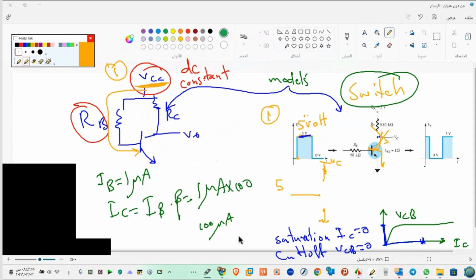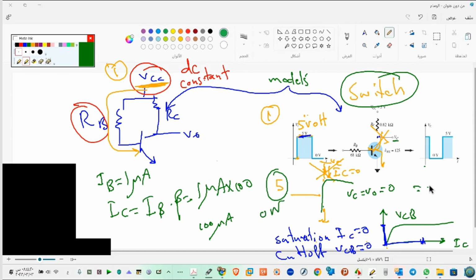If I have 5 volt, that means saturation. Saturation means IC is 0. IC here is 0, which means this part doesn't work. So what if I connect this VCC to the ground? If I have on, I will get off.